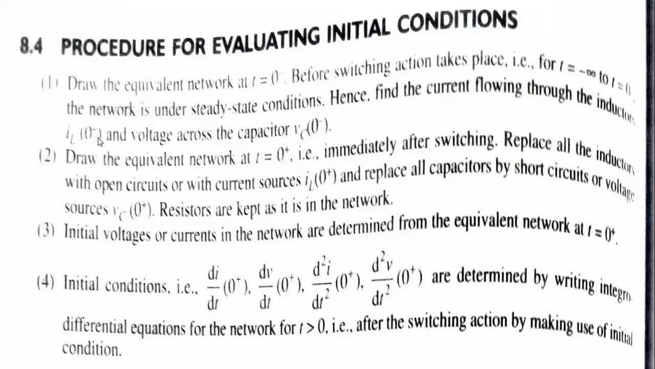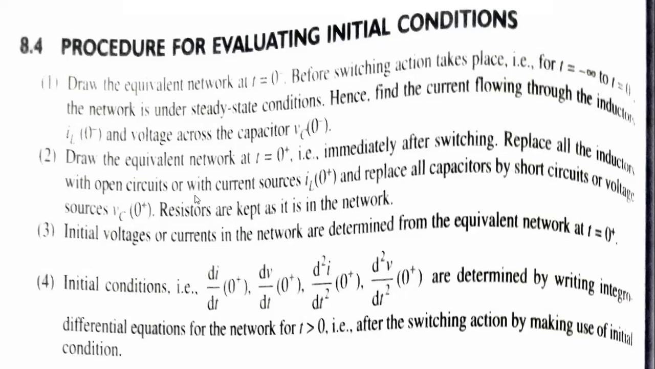At 0 instantly the switch will be closed, and at 0 plus the current will start to flow after switching. These are the cases. If the inductor is there at initial, IL will be 0 minus and the voltage drop across VC will be 0 minus before switching. Draw the equivalent network at t equals 0 plus. The second condition is you need to draw the equivalent circuitry by applying the initial condition at 0 plus. Immediately after switching, what will be the effect? This is before switching, t equals 0 minus. This will be t equals 0 plus after the switching.